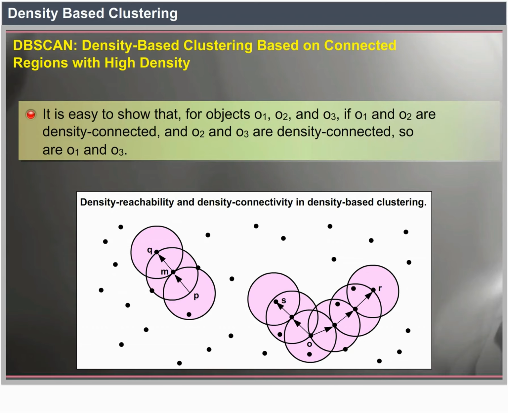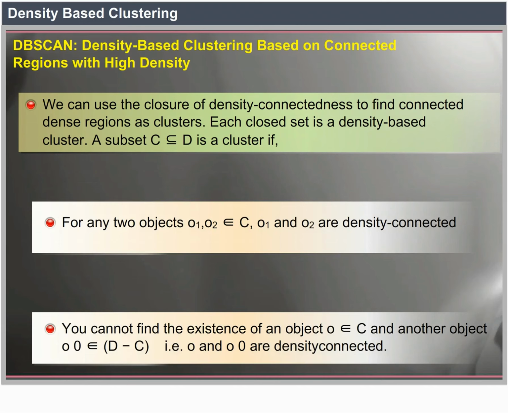A subset C, subset of D, is a cluster if for any two objects O1, O2 belonging to C, O1 and O2 are density connected, and there does not exist an object O belonging to C and another object O dash belonging to D minus C, such that O and O dash are density connected.